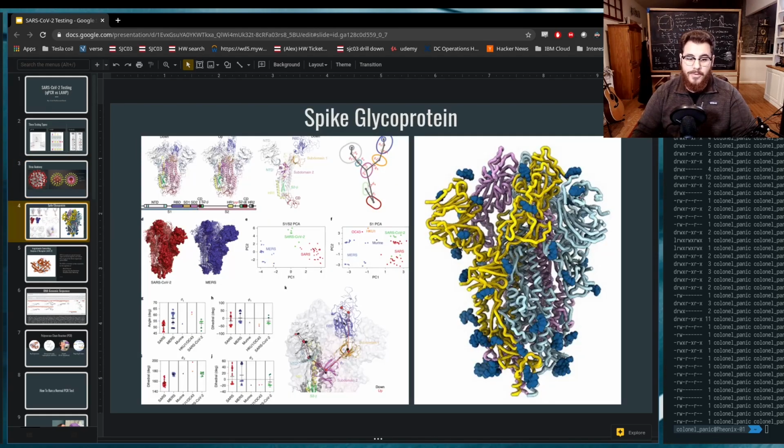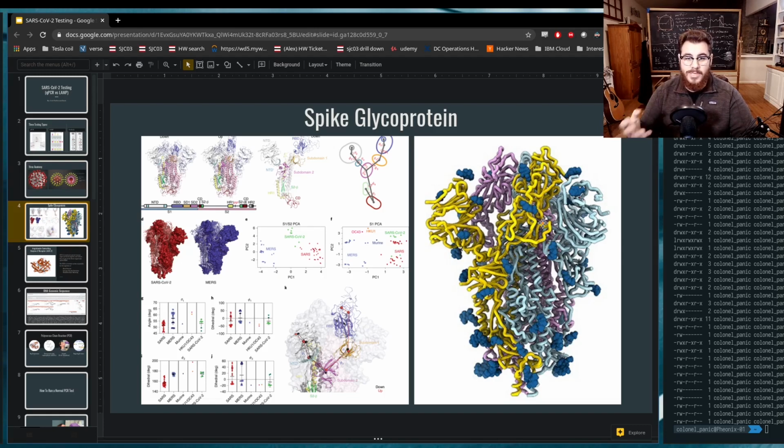Now, spike glycoproteins are one of the more functional parts of the virus. They are comprised of several domains, but the most important of those domains is called the RBD, or the receptor binding domain. It is at the tip of it here, and you can also see it depicted in this image as the RBD there. And the purpose of the receptor binding domain is this is how the virus actually attaches to cells in your body.